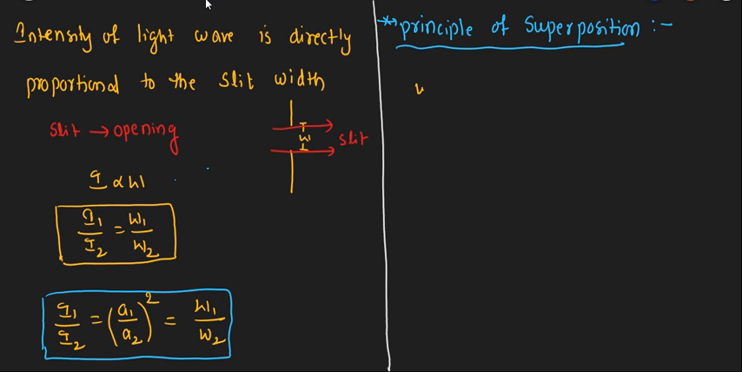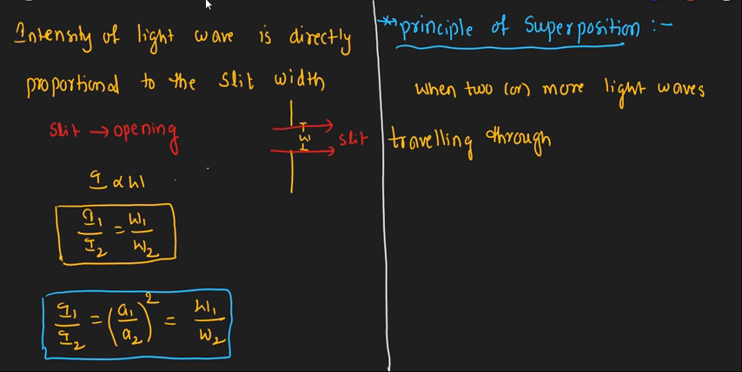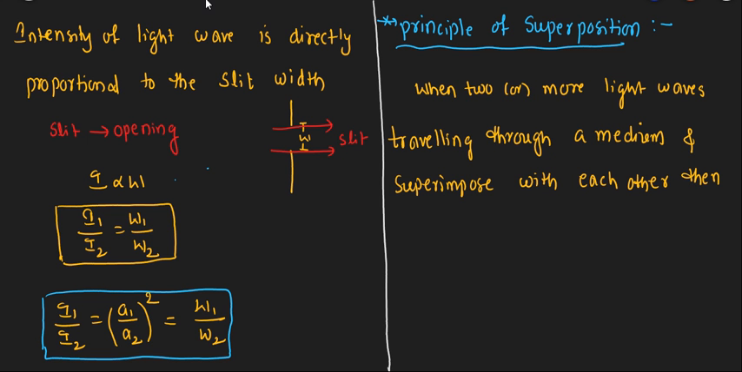When two or more light waves are traveling through a medium and superpose with each other, then a new wave is formed.